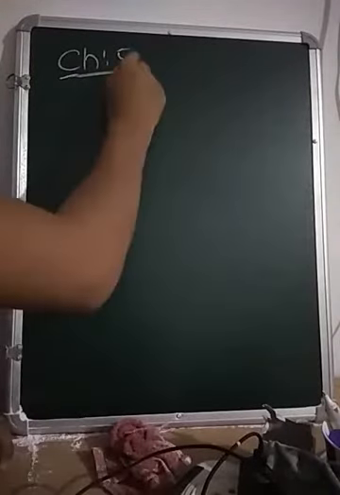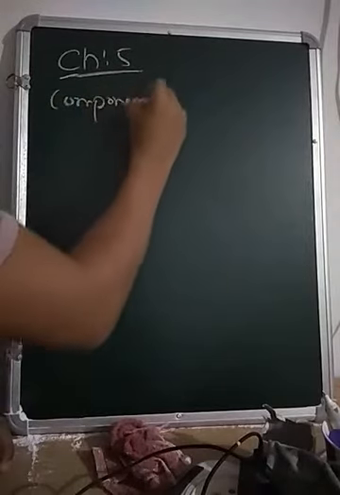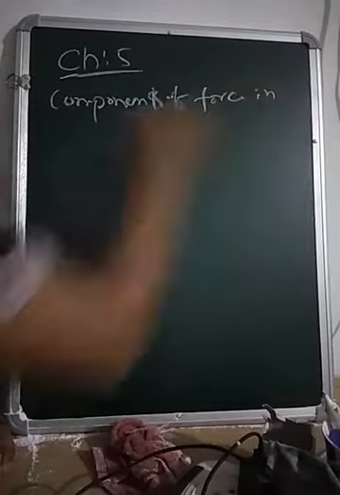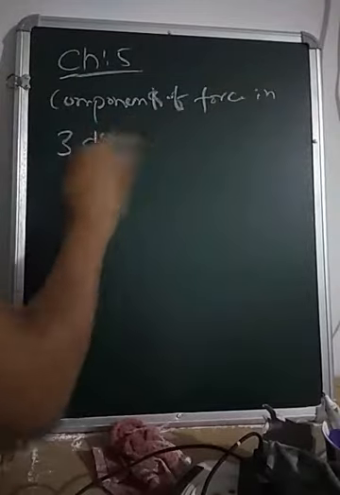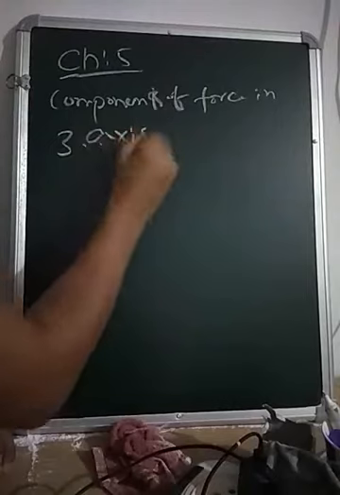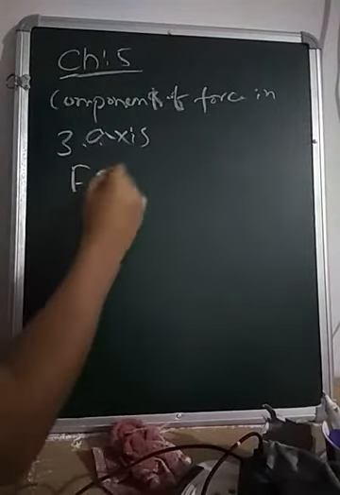So up to now, what do we get? We get components of force in three directions: x, y, and z. Okay, components of force in three axes: x, y, and z. And what are those components?